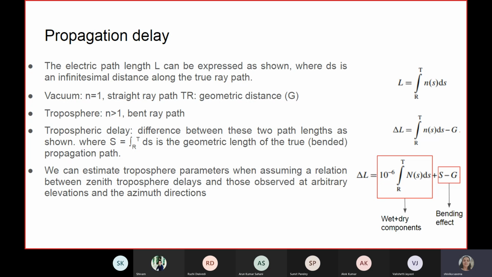Okay, so you can see delta L is capital L minus capital G. Okay, capital L value, when you substitute here, that is integral of refractive index into the distance, okay, from receiver to the satellite. So this integral is known as electrical path length. Okay, this will give us a true path, true ray path. Okay, this will be slightly larger than the geometrical distance that is given by capital G.